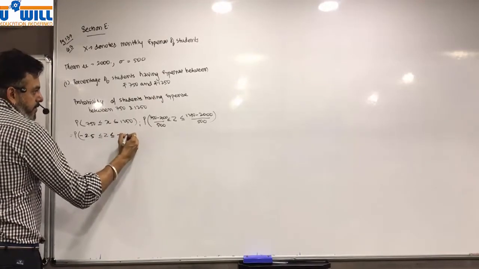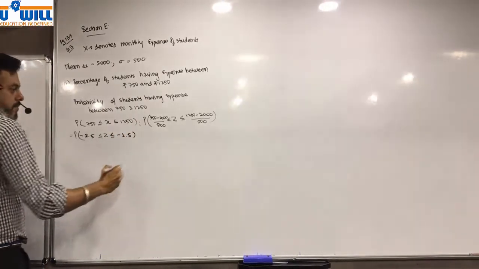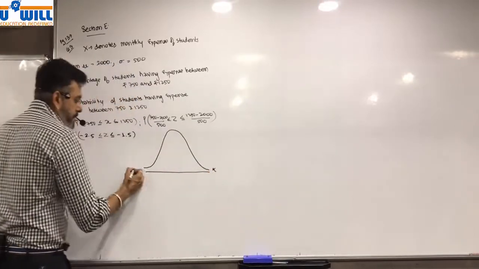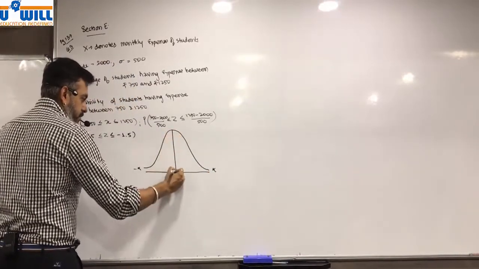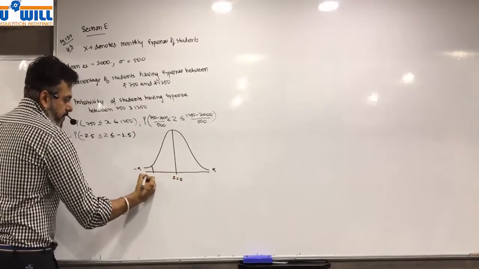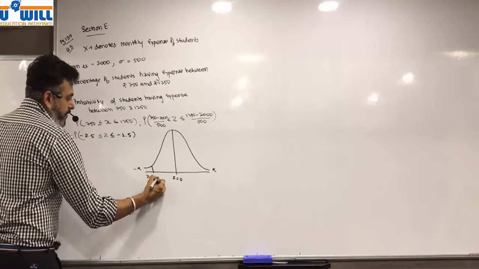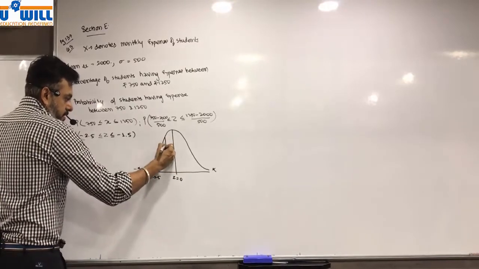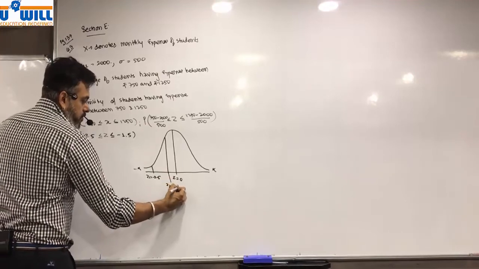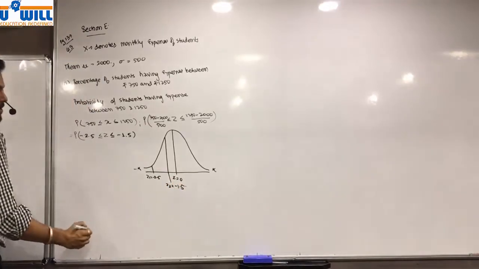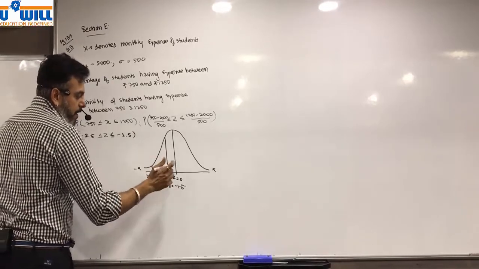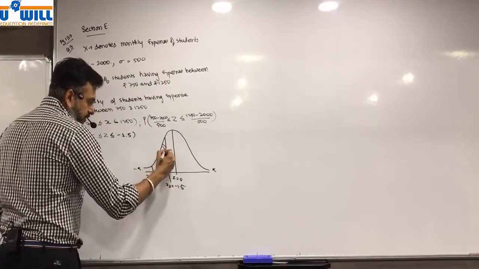less than equal to minus 1.5. We draw the graph. Minus infinity to infinity. Z is equal to 0. Z1 is minus 2.5 and we can take Z2 is equal to minus 1.5. So which area we want? Minus 2.5 to minus 1.5. So do the shading.